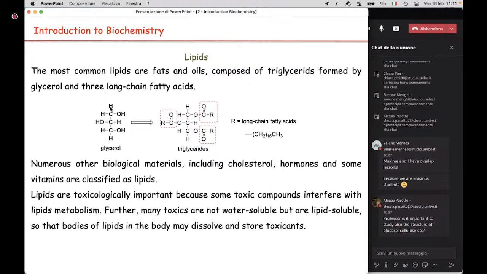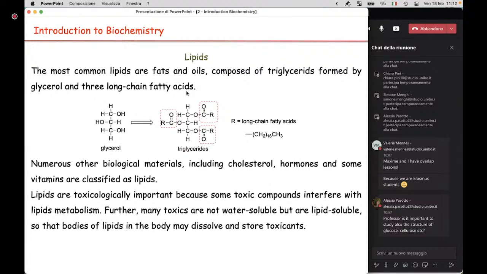You can see here that the glycerol has 3 carbon atoms, and each carbon atom has an alcoholic group. So each alcoholic group can be esterified. This means that we create an ester here, COOR. This is the typical ester group, esterified with a fatty acid. So an acid reacts with an alcohol to produce an ester, and here we have 3 alcohols, so a triglyceride.